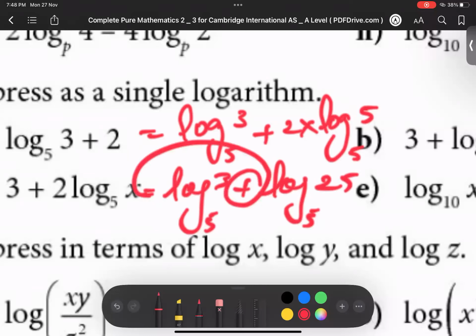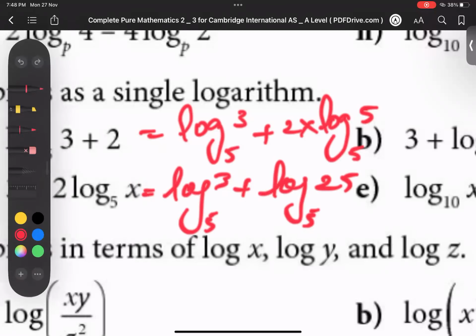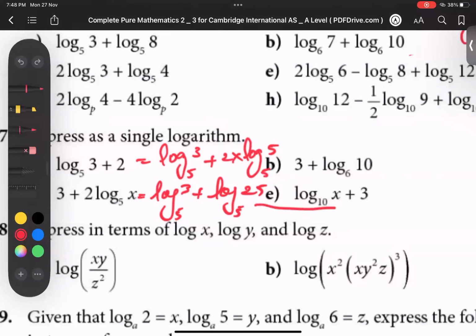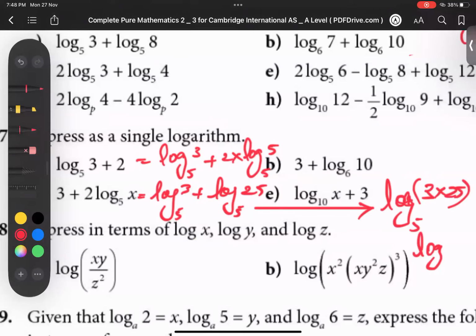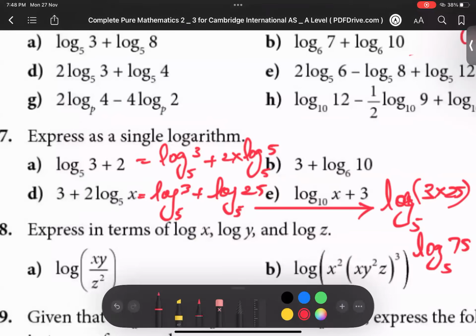And this is a plus and here a plus. So this 3 and 25 will multiply, and the final answer I'm writing here: logarithm of base 5, so 3 and 25 multiply and become 75. Log of 75 base 5. So I hope you learned how we can convert even a number without logarithm into log format. I think this is enough, and I think you understood our concept.